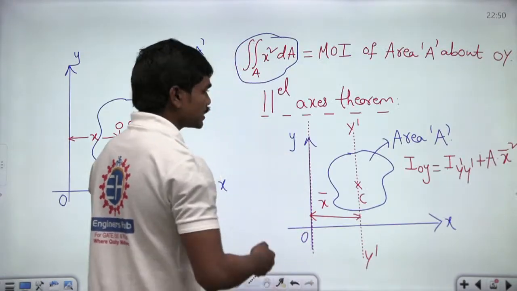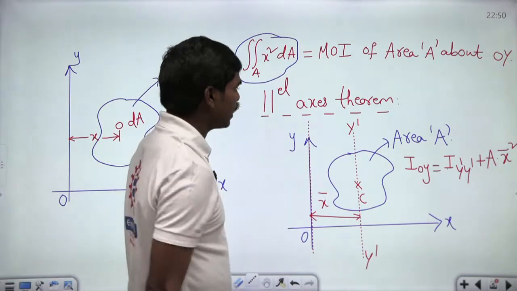Then we have seen some definitions of moment of inertia and some recapitulation of all these things.